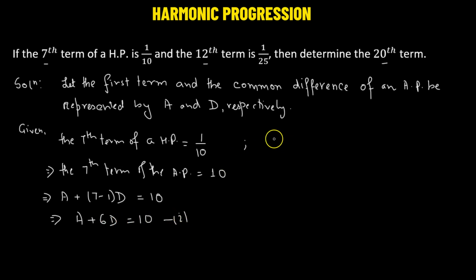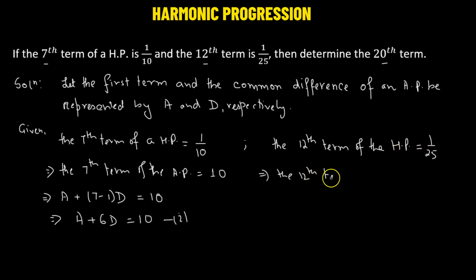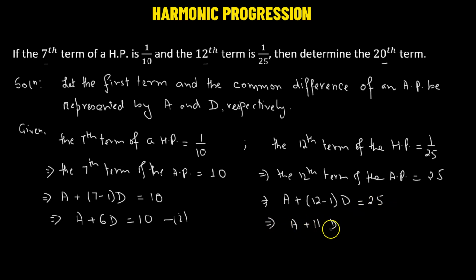Now we are also provided with the 12th term of the harmonic progression, which has a value 1 over 25. This means that we can also define the 12th term of the corresponding arithmetic progression. That will be simply the reciprocal of the 12th term of the harmonic progression, meaning we take the reciprocal of 1 over 25, which gives us 25. Now the 12th term of the arithmetic progression can be expressed as A plus 12 minus 1 times the common difference D, which equals 25. So we have A plus 11D equals 25. Let this be equation number 2.